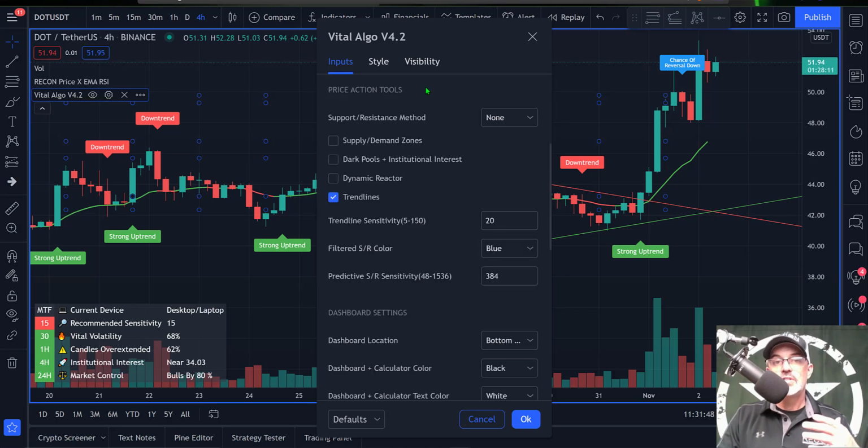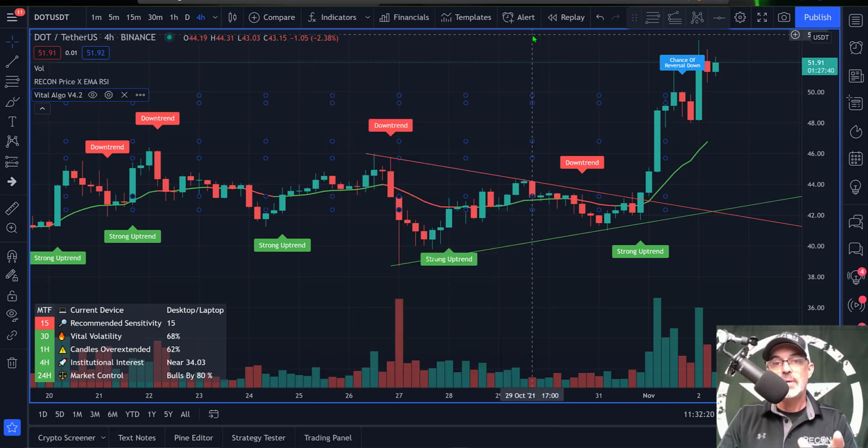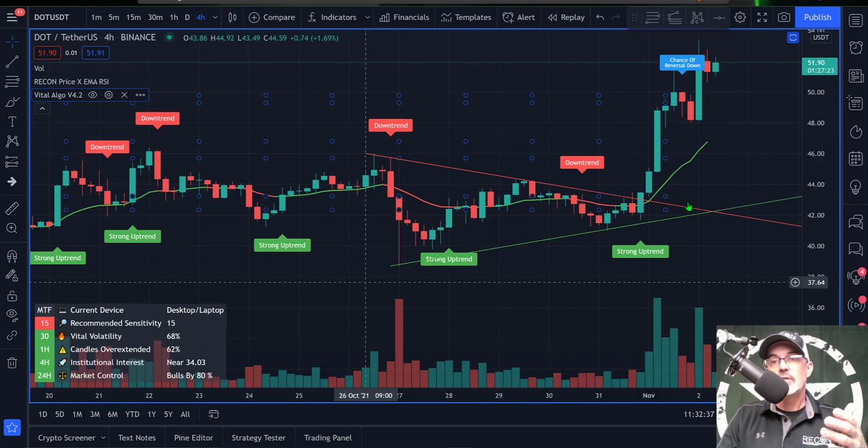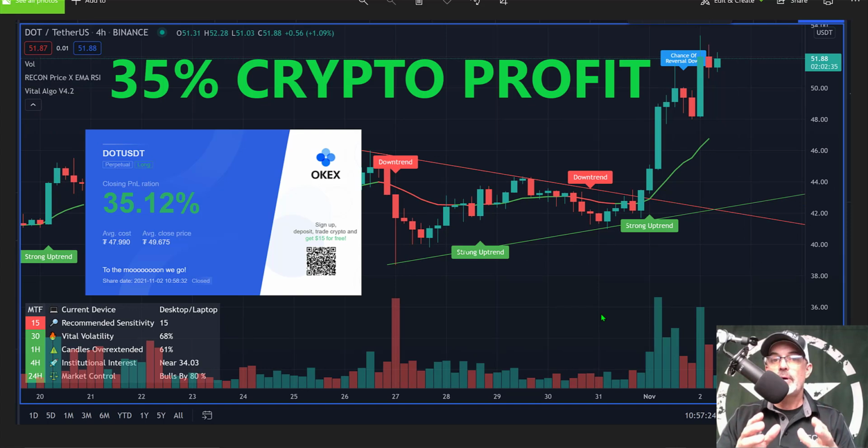If I scroll down, you can see the price action tools, which include support and resistance. But right now I am only using the trend lines and the trend sensitivity of 20. I have found that 20 works best on the 4-hour charts for my strategies. But today's video isn't a deep dive into the Vital Algo indicator. I just wanted to introduce it to those of you who might be beginner traders and not so comfortable drawing in these actual trend lines, where I can basically eyeball a chart and see where these trend lines would be drawn in. And so I think that pretty much wraps it up.